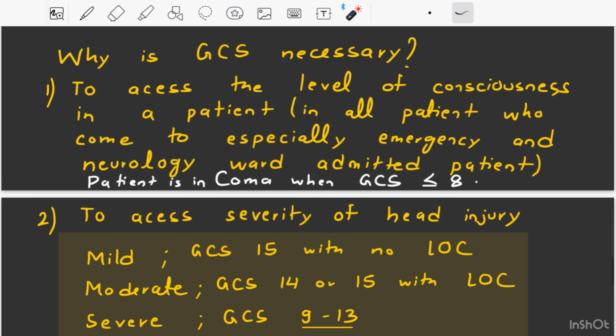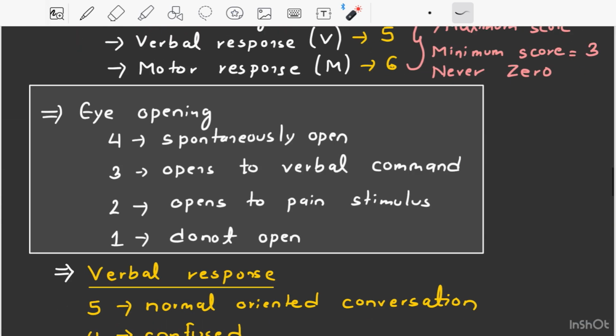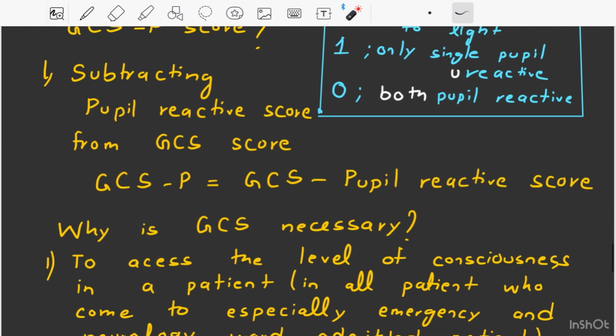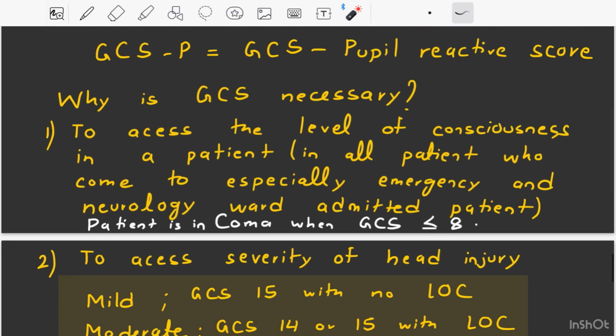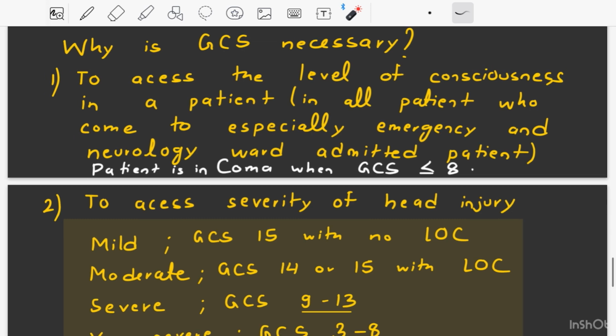So we have read the definition of the GCS score, the parameters of the GCS score, the scoring system of the GCS score, even the GCSP score. But why is this GCS score necessary? GCS score is necessary to assess the level of consciousness in a patient. You all guys know this point, I am sure. But you may not know it is also used to assess the severity of head injury.